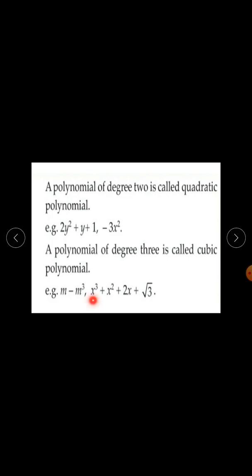Example, x cube plus x square plus 2x plus root 3. In this polynomial, the highest power of the variable is 3. So, polynomial of degree 3 is called cubic polynomial. That's why x cube plus x square plus 2x plus root 3 is an example of cubic polynomial.